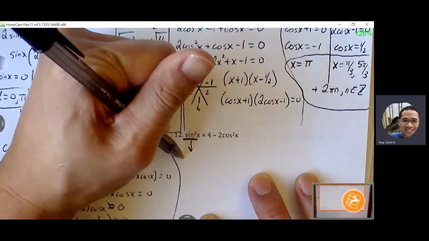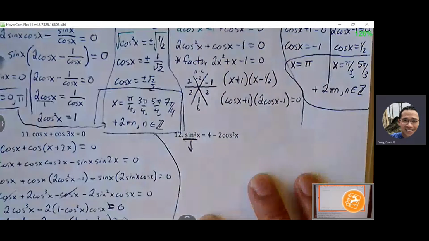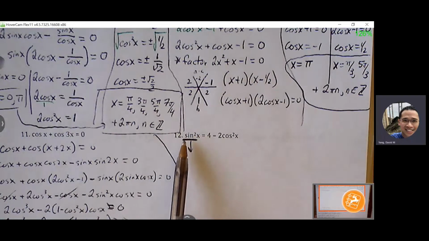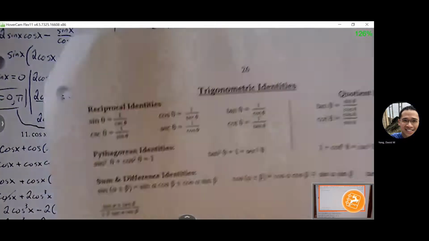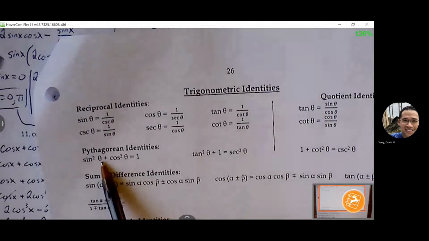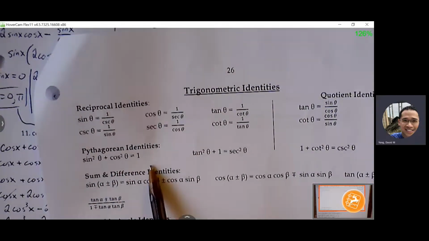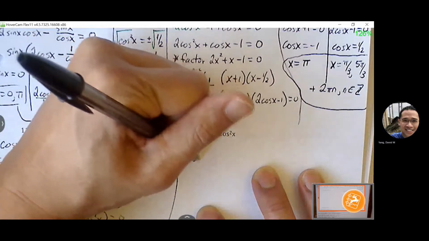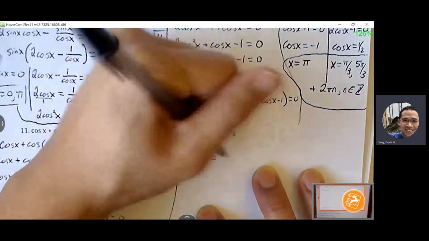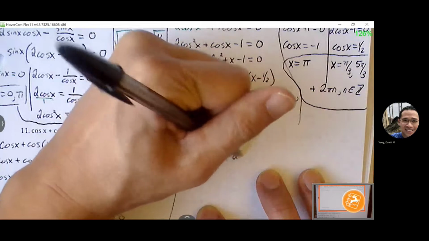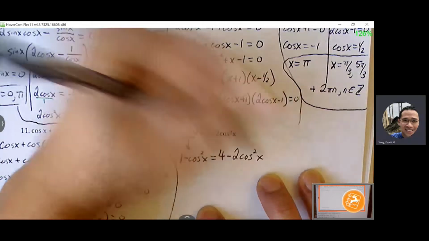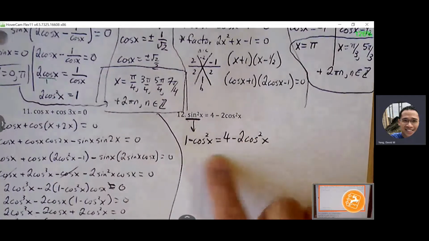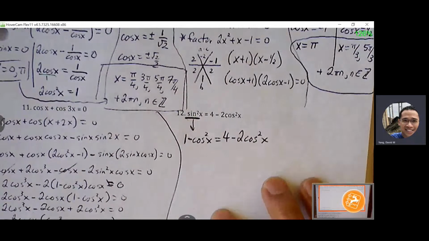But it really doesn't matter. We know sine squared plus cosine squared equals 1, so rearranging it, sine squared will be 1 minus cosine squared. Okay, bring everything over to one side. Let's go ahead and add the 2 cosine squared over.